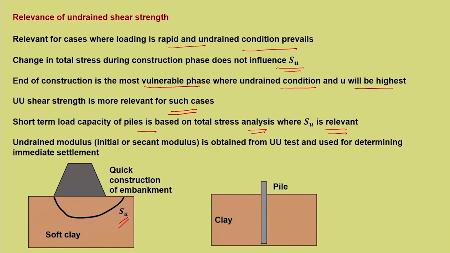Undrained modulus. Now if you want to determine the elastic settlement or the quick settlement, what happens immediately after loading, we need to have what is known as undrained modulus. It may be initial or secant modulus. It is obtained from UU test and used for determining the immediate settlement. So, that is all about the interpretation of UU and UCS.